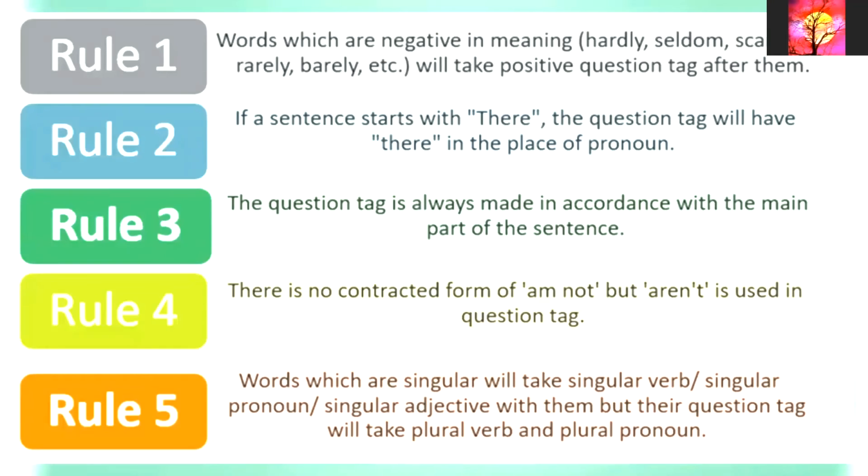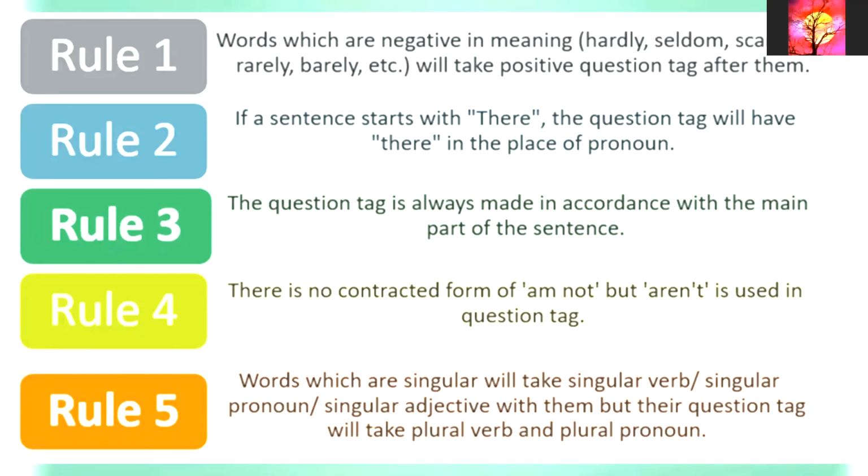Rules which you need to remember: words which are negative in meaning, such as hardly, seldom, scarcely, rarely, barely, etc., will always take a positive question tag after them. Next, if a sentence starts with there, then the question tag will also have there in place of the pronoun. The next rule, the question tag is always made in accordance with the main part of the sentence.